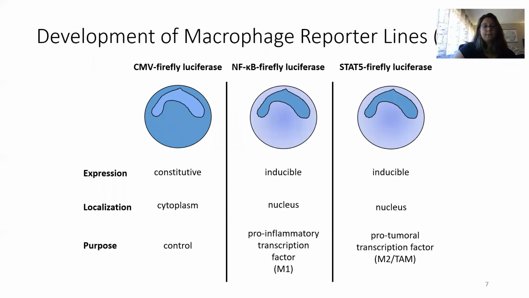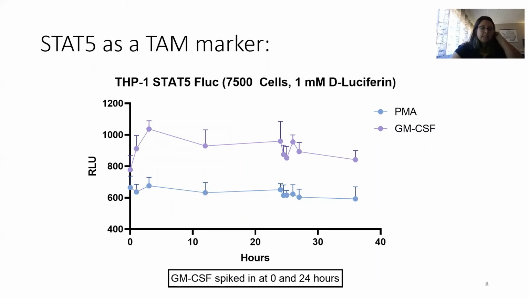To test the TAM reporter line, I seeded cells and then added either GM-CSF or PMA to differentiate the cells before adding D-luciferin, which is a substrate. GM-CSF activates STAT5, and PMA results in a more M1 leaning macrophage. As you can see, the GM-CSF differentiated macrophages, which would have had an increase in STAT5 activation, are more luminescent than the PMA differentiated ones.